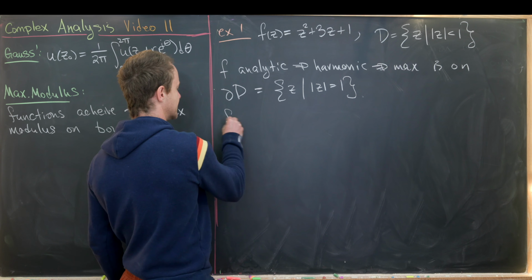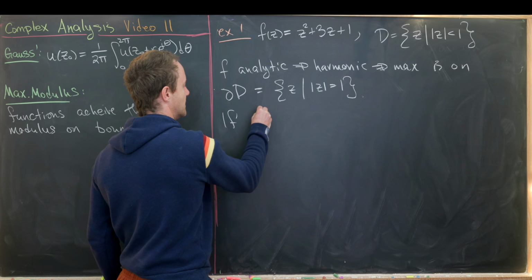But now let's notice that if the modulus of z is equal to 1, then that means that the modulus of f of z is less than or equal to the modulus of z squared plus 3 times the modulus of z plus 1. There we used the triangle inequality.